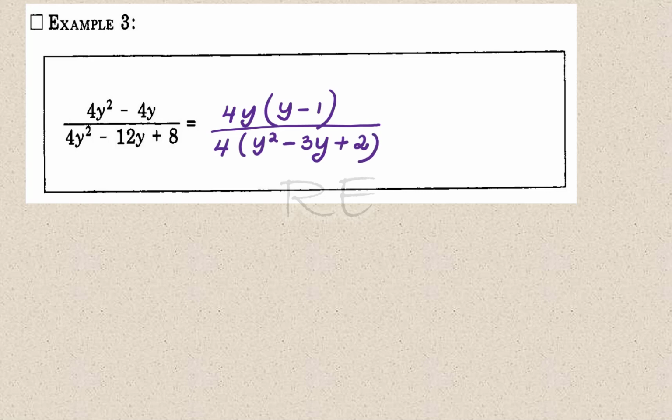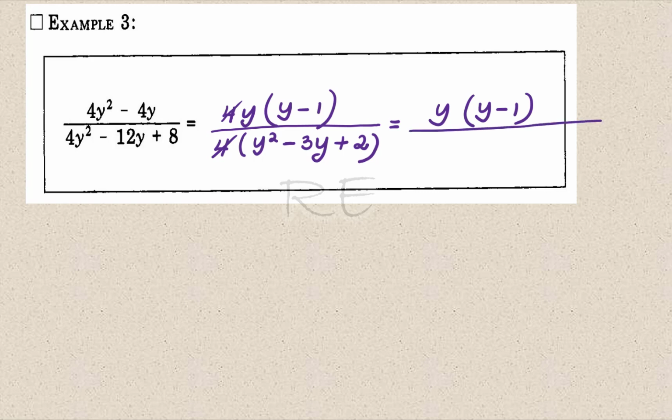We're going to reduce 4y squared minus 4y over 4y squared minus 12y plus 8. First, we pull out 4y, the greatest common factor of the numerator, and we're left with y minus 1. Then we pull out 4, the common factor of the denominator. We're left with y squared minus 3y plus 2. The 4s get cancelled. Therefore, we have y times y minus 1.